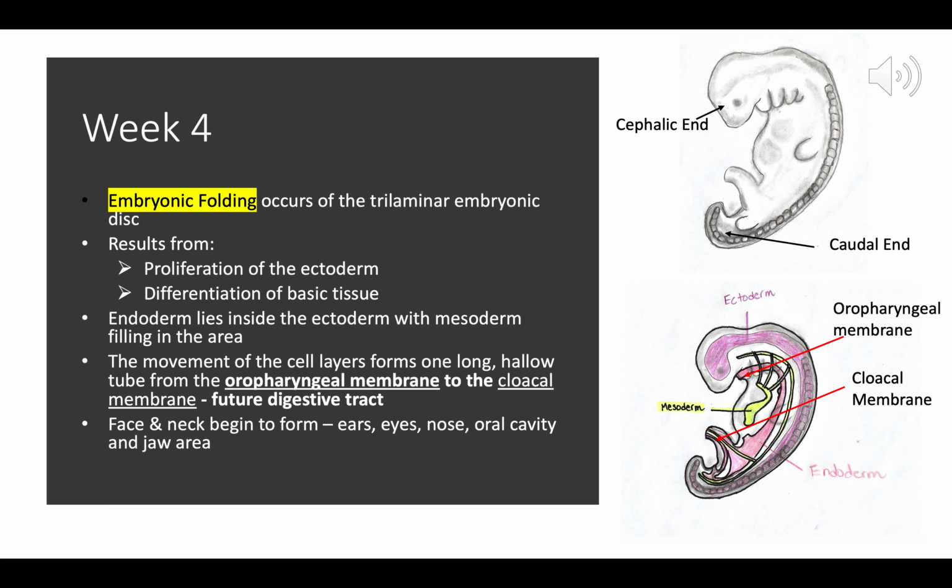As you can see, the endoderm lies inside the ectoderm, with the mesoderm filling in the areas in between, and the movement of these cell layers forms one long hollow tube, starting from the oropharyngeal membrane to the cloacal membrane, which will be the future digestive tract of the fetus. And this also marks the beginning of face and neck development, including the ears, eyes, nose, oral cavity, and jaw area.